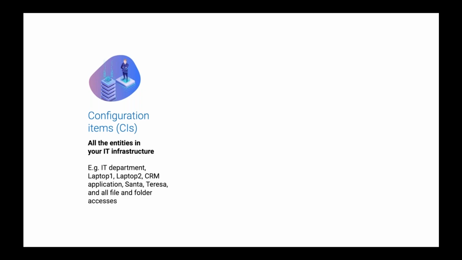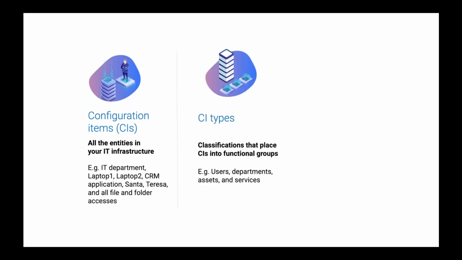If it's a facilities-based organization, or if your help desk is towards facilities, or if your help desk is towards HR process management, you could have your entities accordingly. Then CI types. So classification that places CIs into functional groups. Now, if you look at it, all my different departments, I'm grouping into one CI type called department. Likewise, different types of users, I classify them as users, assets, and services. So that's about the CI types.